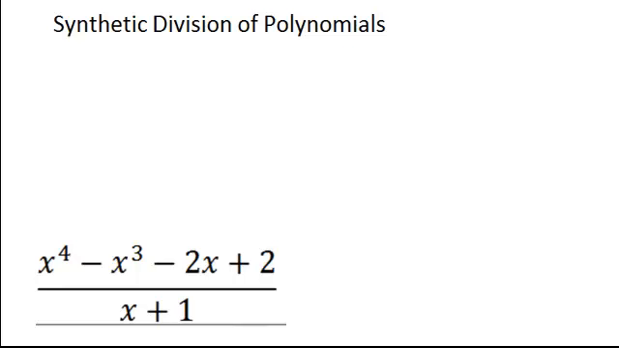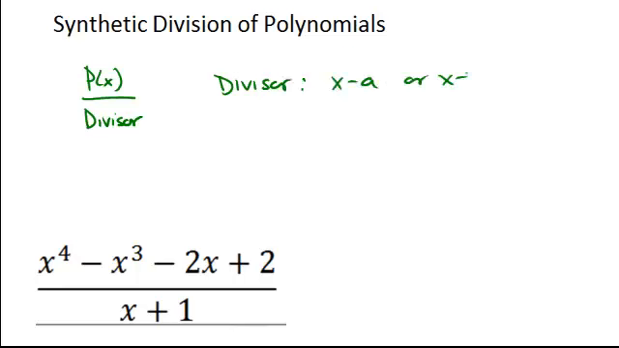Long division is used to divide polynomials. So if you have a polynomial over some divisor, normally we use the long division algorithm to carry this out. Now there is one case when your divisor is of the form x minus a or x plus a, so it's a linear term. A special case happens. We call this case synthetic division. You can basically use a shorthand notation to divide the polynomial.